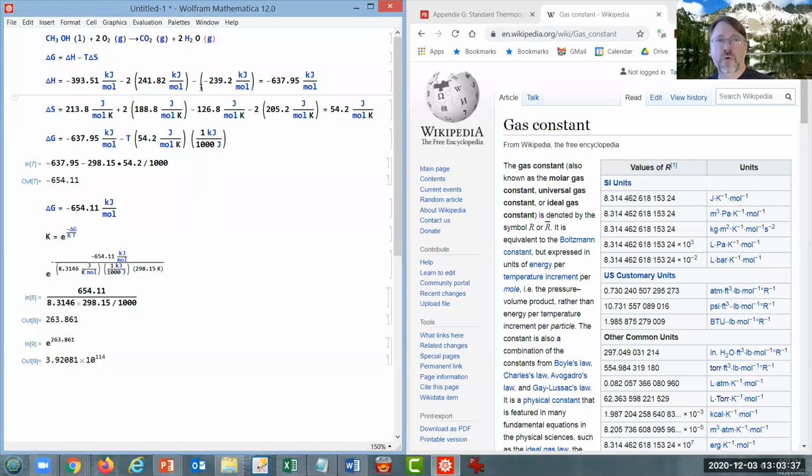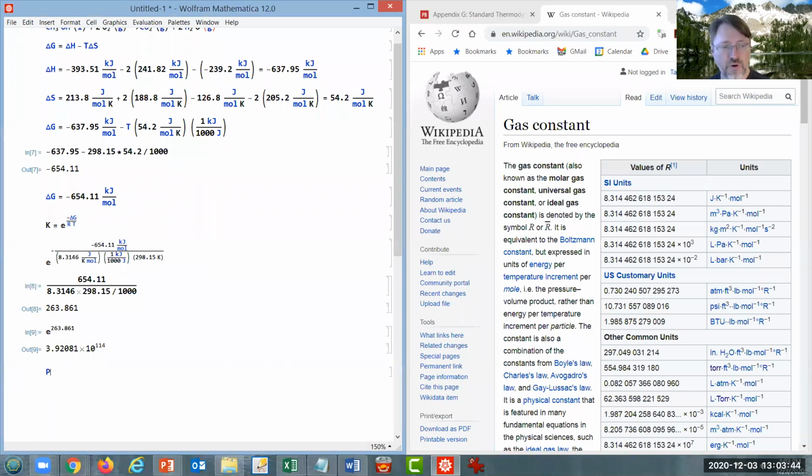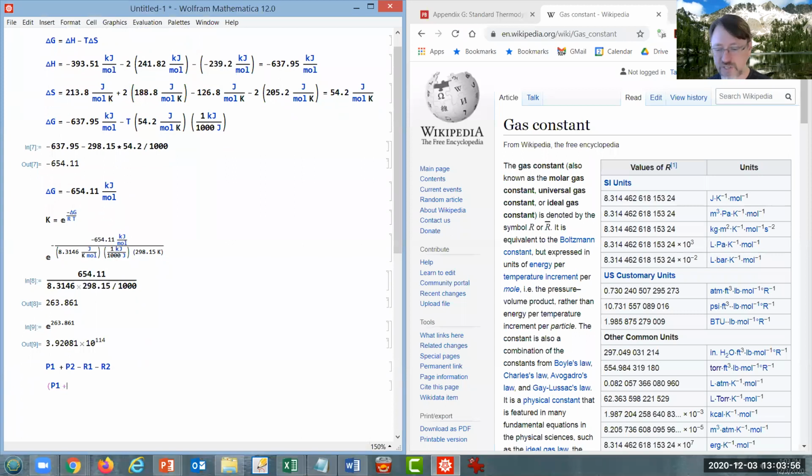Right. And so mathematically, it's the same thing. If you have product 1 and product 2 minus reactant 1 minus reactant 2, that's the same thing as product 1 plus product 2 minus the sum of reactant 1 plus reactant 2.